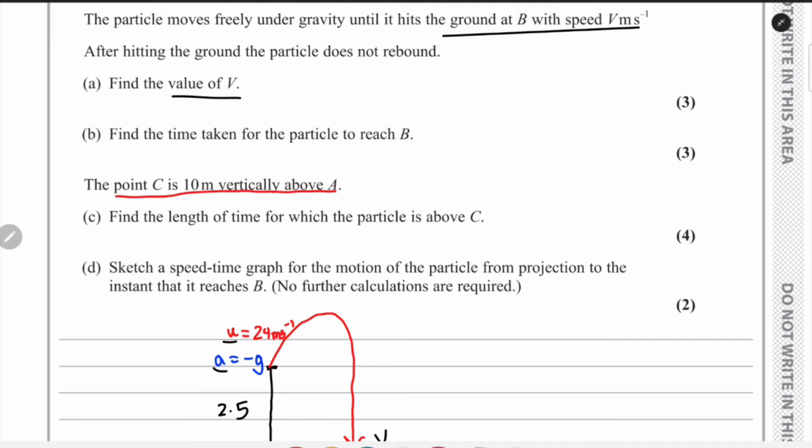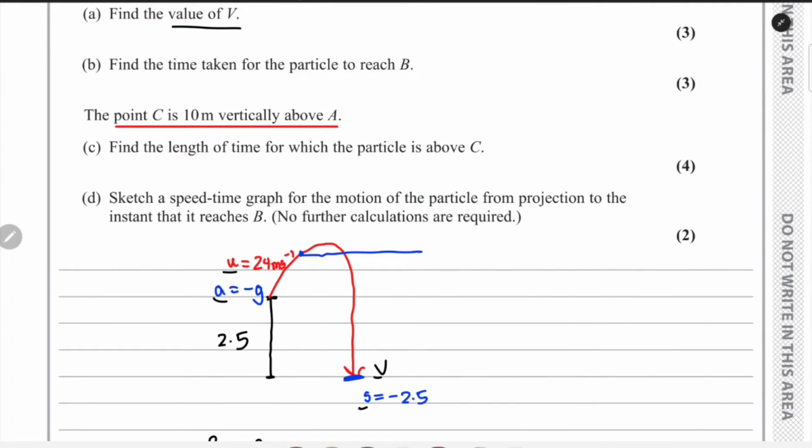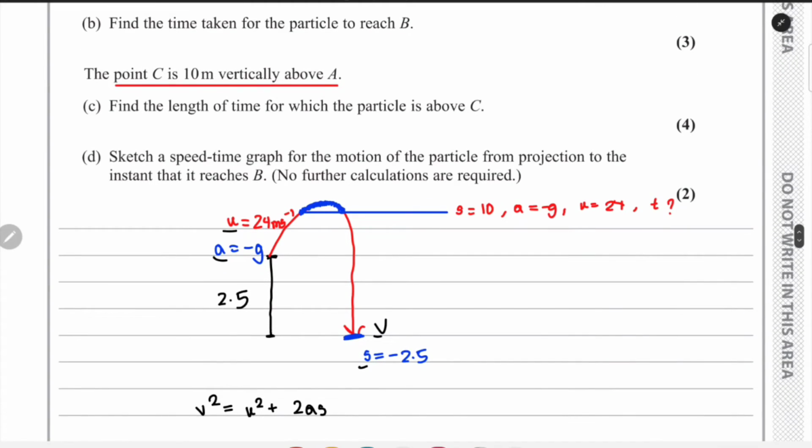Now we are given that point C is 10 meters above A. So somewhere over here, we need to find the time that the particle is above this line. So we need to find the time that the ball takes to cover this distance. So we know the final s will be 10, as it is 10 meters above A. This is A. We know the acceleration is minus g. We know the initial speed is 24. We need the value of t, so we can use s equals ut plus half at squared.